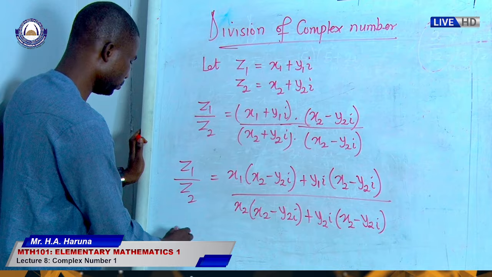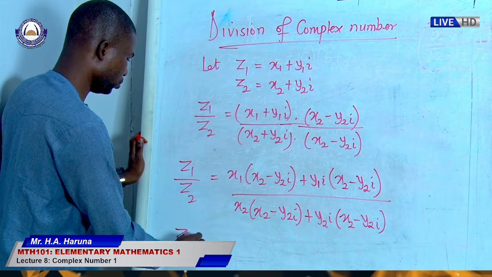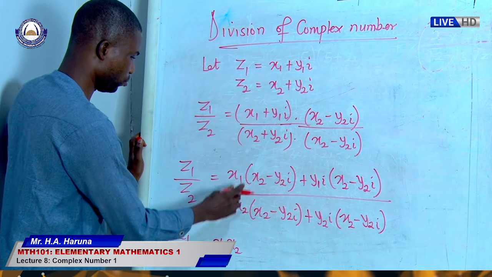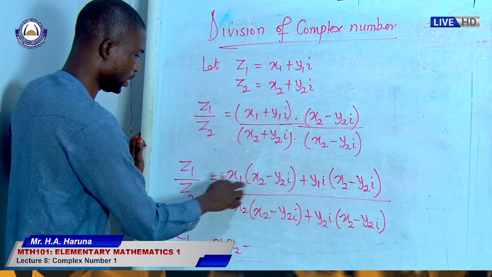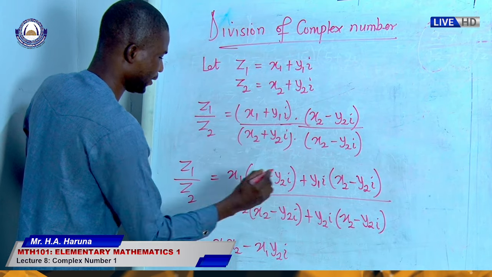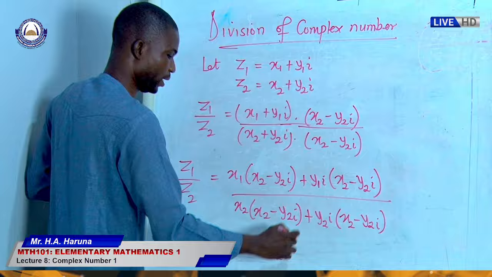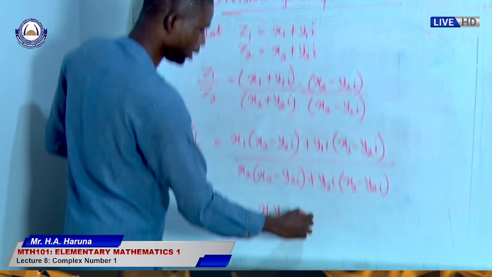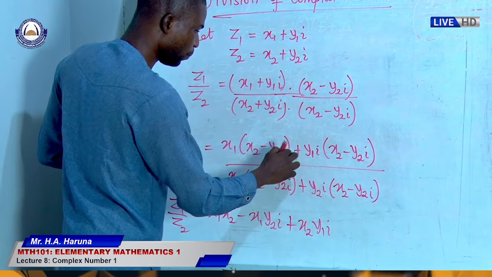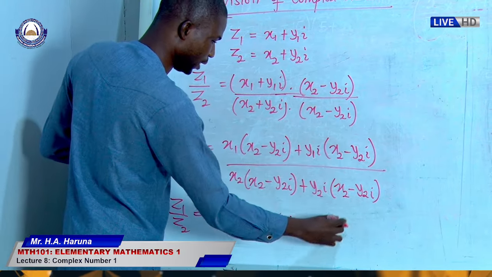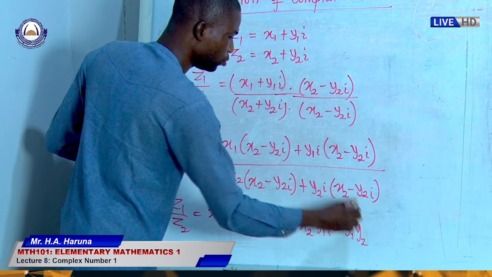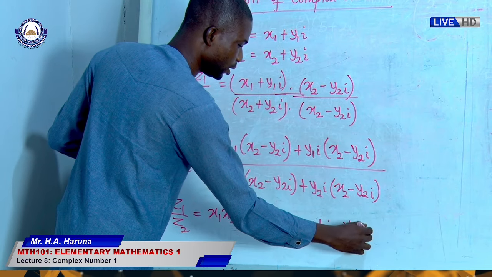So z1 over z2 equals x1 x2 as the first part, minus x1 times y2 gives me x1 y2i. Okay, go to the next part, plus x2 y1i. Then go to the next part, plus times minus gives me minus. So y1 y2 gives me y1 y2. i times i gives me i squared.